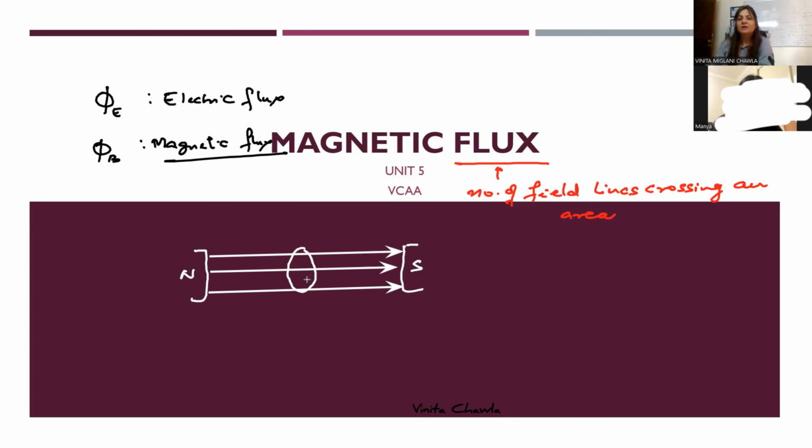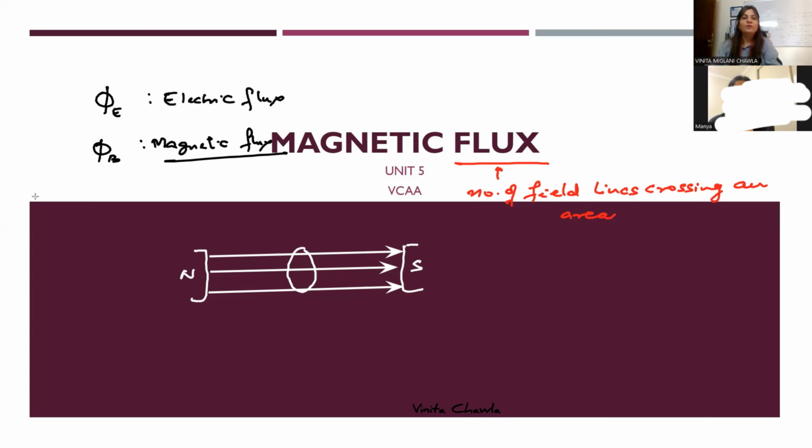So the number of field lines crossing the unit area of conductor, or crossing a given area, is called magnetic flux. So if there are more field lines crossing a given area, then there is more magnetic flux linked with the conductor. And if there are fewer field lines crossing the area, then there is less magnetic flux linked with the conductor.